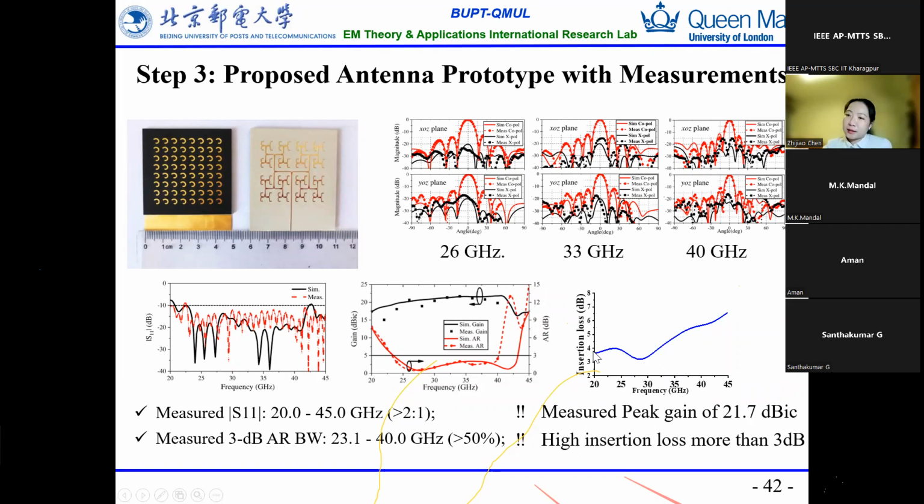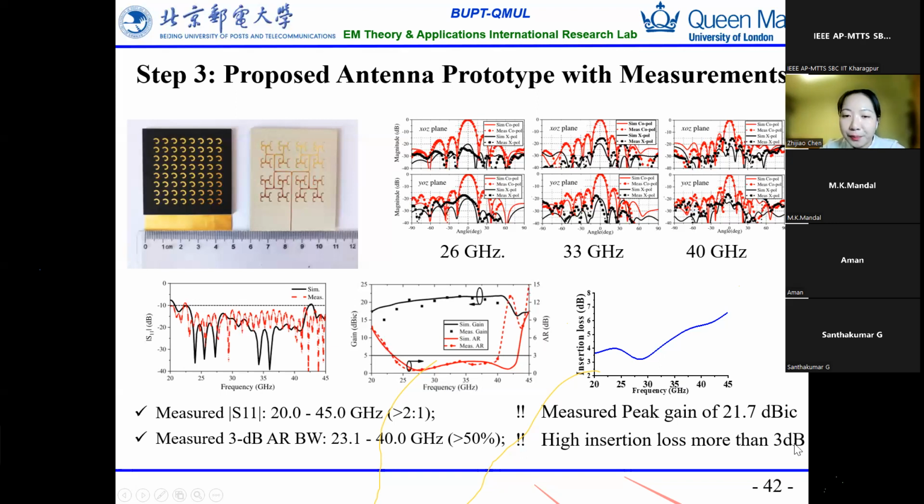We simulated the insertion loss of this feeding network because the measured radiation gain was not so good. It has 8x8 elements, but the peak gain is 21.7 dB, while the previous one I introduced, with the same 8x8 elements, achieved 22 dB. So we found there is a high insertion loss in this feeding network because it is a microstrip line, so you suffer from high loss in the millimeter wave. And this insertion loss is more than 3 dB.